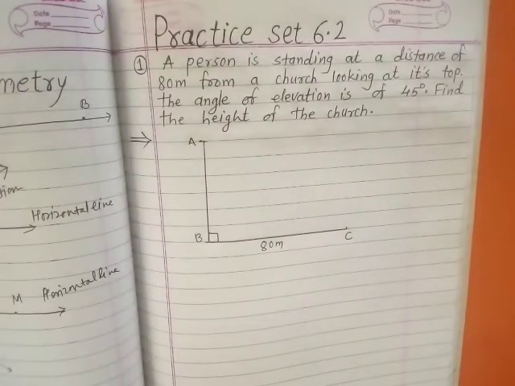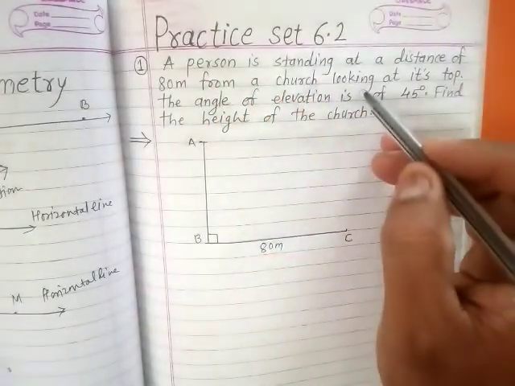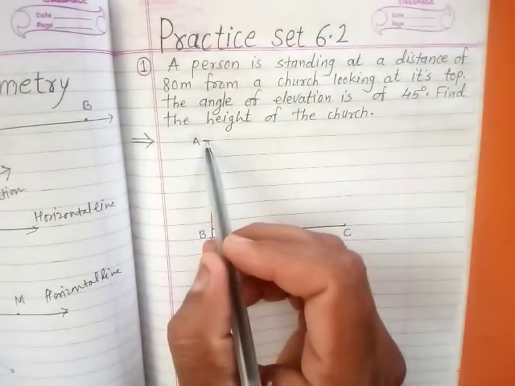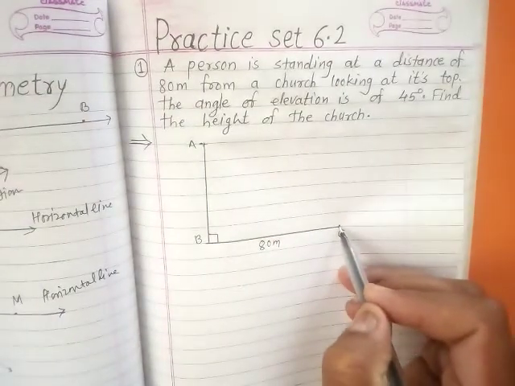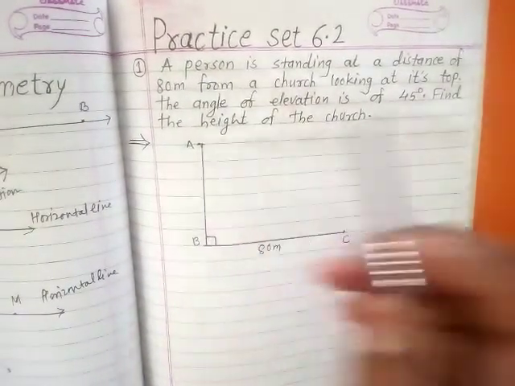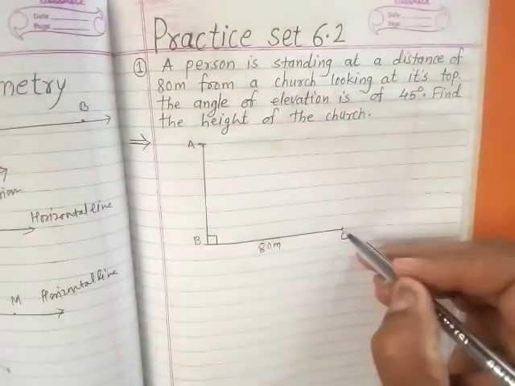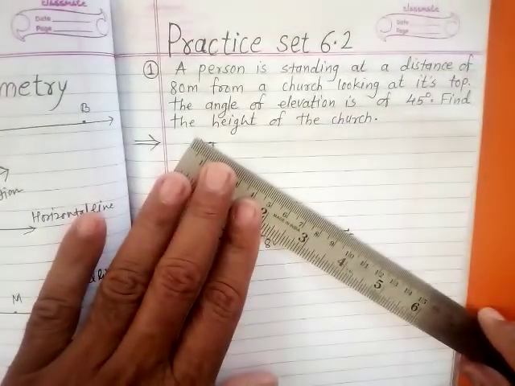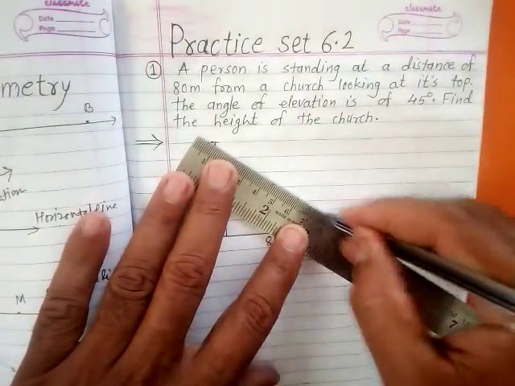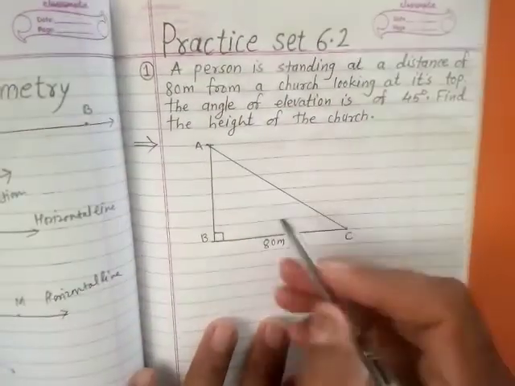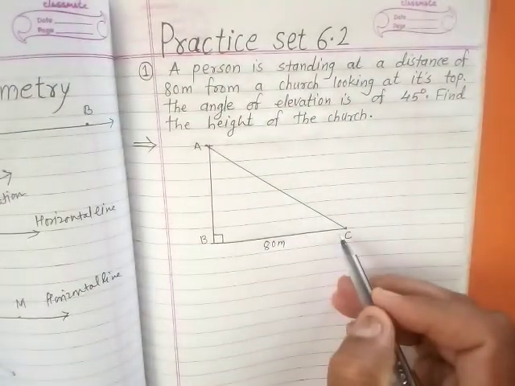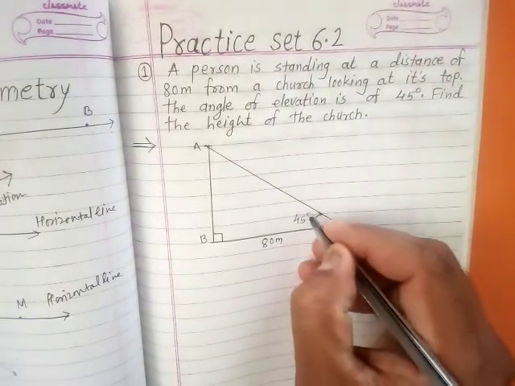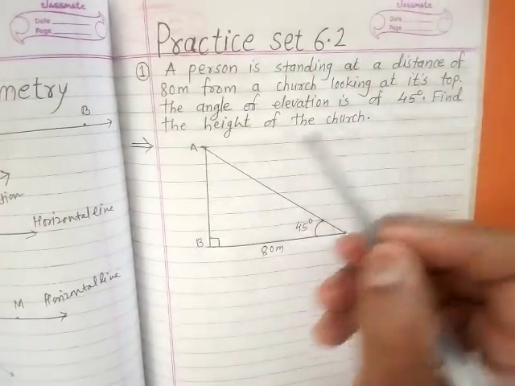Now the person at position C is looking at the top, that means at point A. The person is at C, and A is the object, and therefore the line of vision is the line CA. So we draw the line CA. This is the line of vision. BC is the horizontal line, and the angle is 45 degrees. Then find the height of the church.